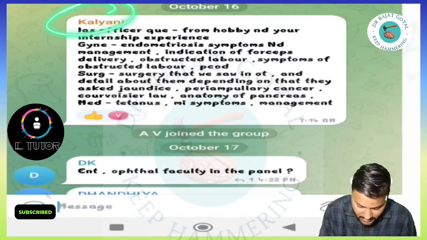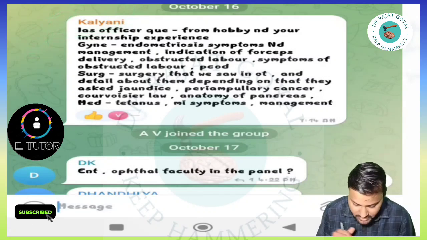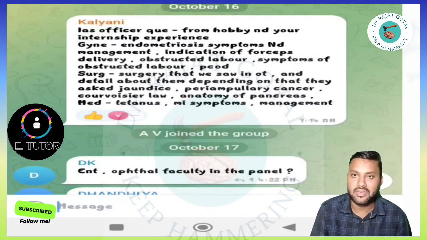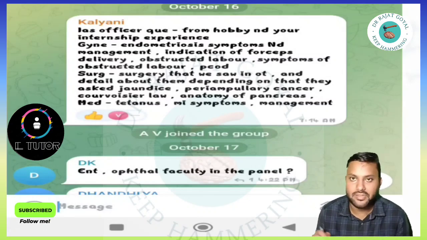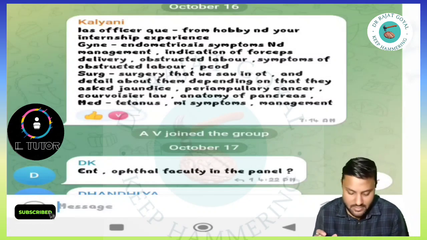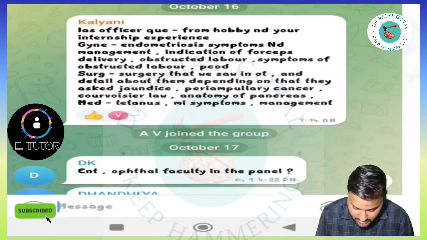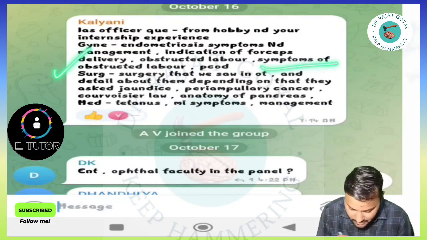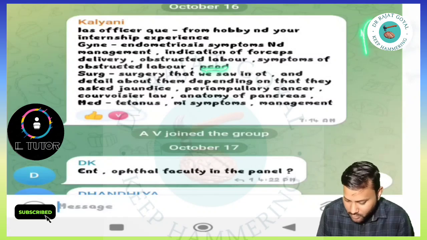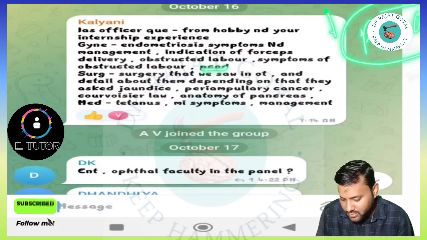Another student Kalyani is saying that the IAS officer asked questions from hobby and your internship experience. So internship experience is always asked, which case you have managed or which is your favorite case. Then in gynecology, endometriosis symptoms and management, indication of forceps delivery, obstructed labor, symptoms of obstructed labor, and PCOD. So PCOD is again a very important question that you have to learn in OBG.